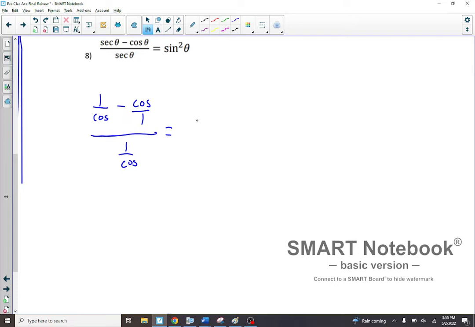On the top, it would become 1 minus cos squared over cos, divided by 1 over cos. Because both of these coses are on the bottom, I could cancel them out. So it's just 1 minus cos squared, which is sine squared.